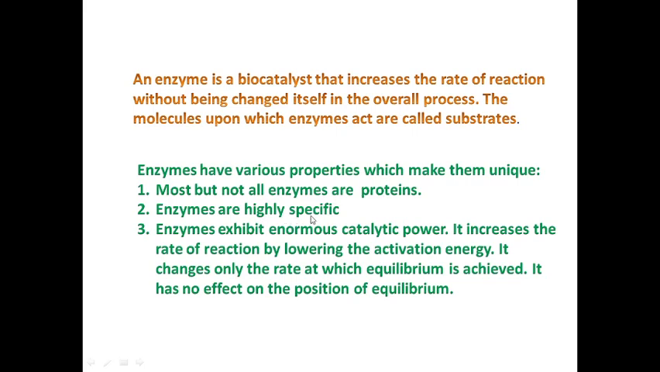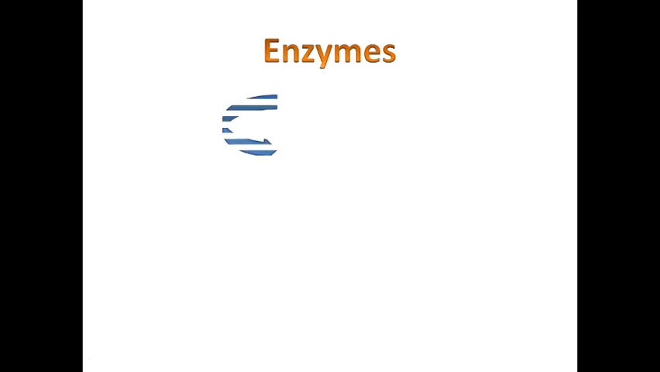Enzymes are highly specific, means enzymes are very specific in the reactions. They catalyze a particular type of reaction and act on a particular kind of substrate, which means they are highly specific in action and exhibit enormous catalytic power, means they can increase the rate of reaction. How they do it? They lower the activation energy. In this chapter you will be studying how they lower the activation energy. What is activation energy? Fine, so I'll be discussing these things later on in this chapter.